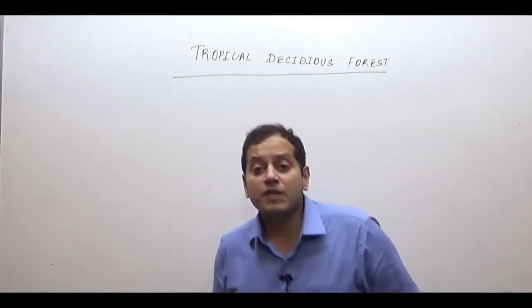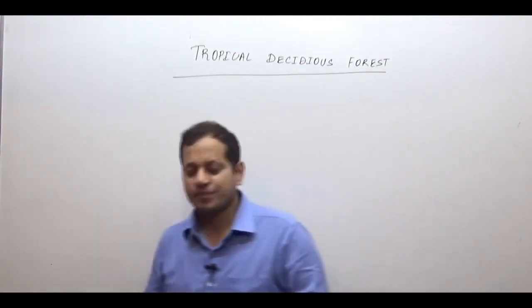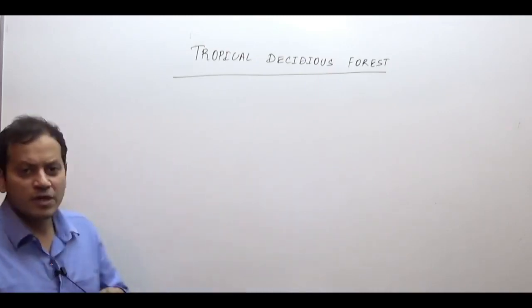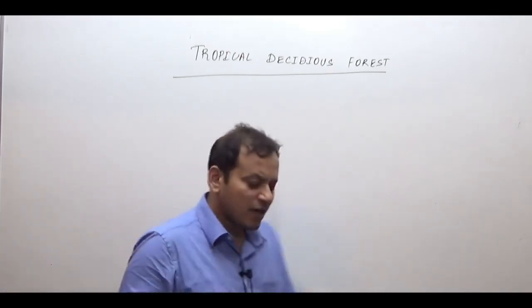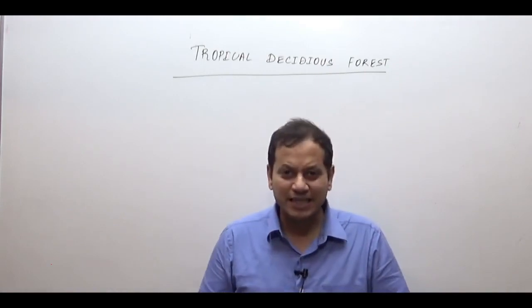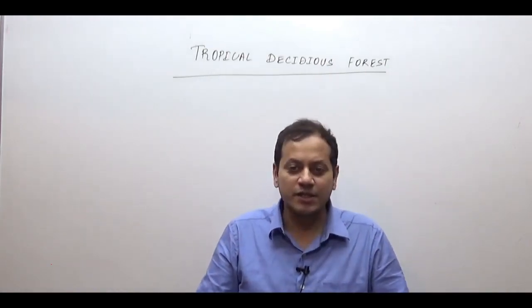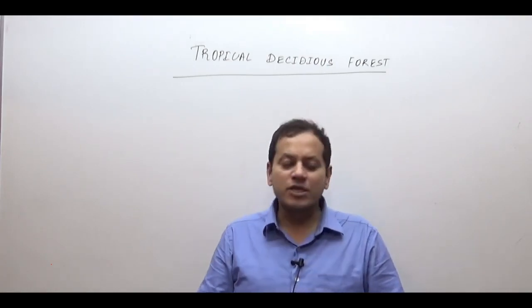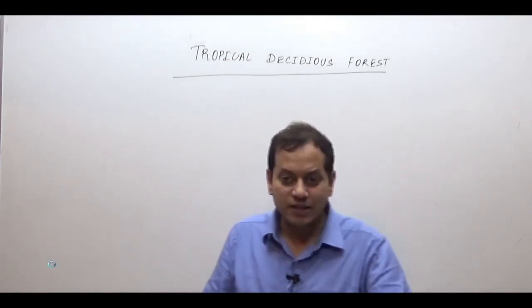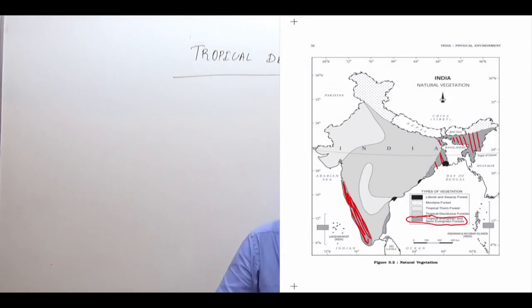So we will continue with our tropical deciduous forest. Now this tropical deciduous forest are the forests which are most widespread in India. That means these are the forests which have the largest aerial extent in India. How do this forest have the largest aerial extent in India? You can see from the map itself that the light gray colored area is the area which covers the largest area in India. So which forest has the largest aerial extent in India?